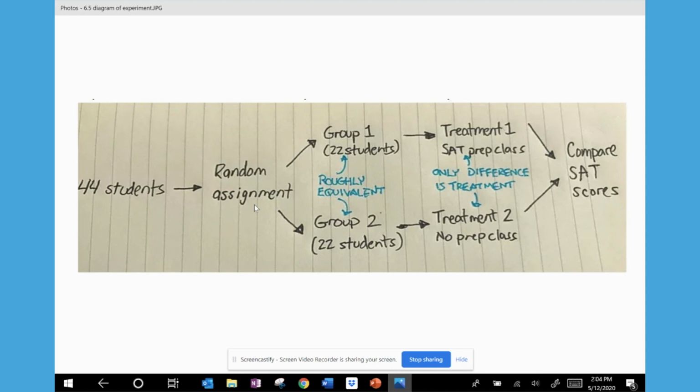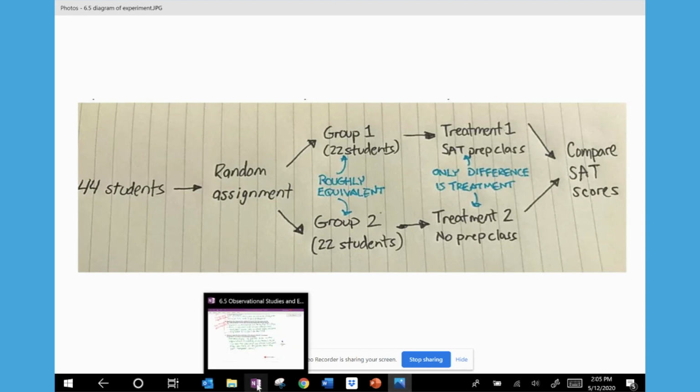So when the treatment's applied here, after the random assignment, when the treatment is applied to each group, the only difference between the groups really should be the treatment. So if there is a significant difference in the SAT scores after we measure the response, then we can say that the SAT prep class caused the higher scores. So only in an experiment can you establish the cause and effect. So you may give students a chance to write down that diagram, but have them keep the paragraph that they might have already written for number 5.